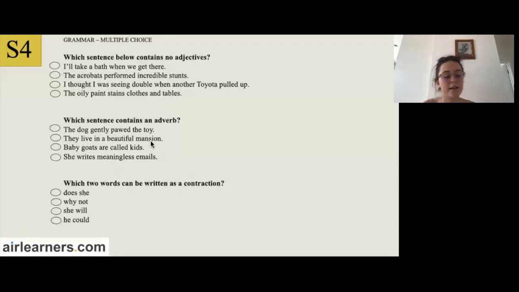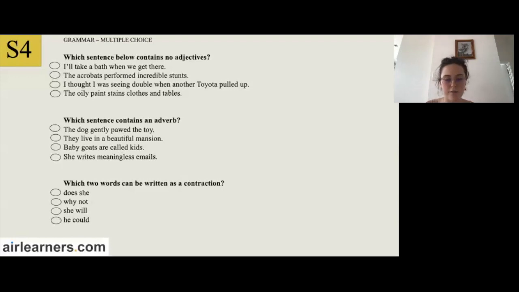And in this one, again, going back to our first description, adverbs also often contain "ly" and act on an adjective or verb or other word group. So the dog gently pawed at the toy. They live in a beautiful mansion. That's an adjective. Baby goats are called kids. That's just a describing sentence. She writes meaningless emails. That's another adjective. So therefore, the adverb has to be this word, gently, and we can fill in the first answer.